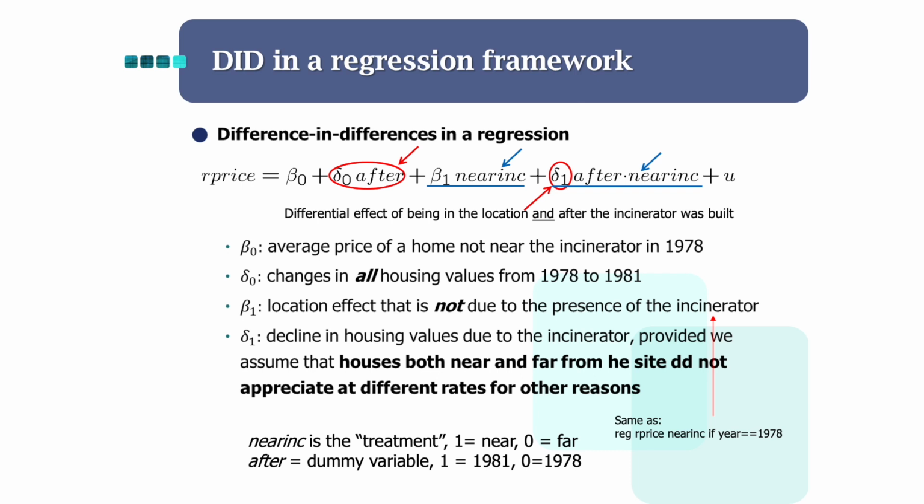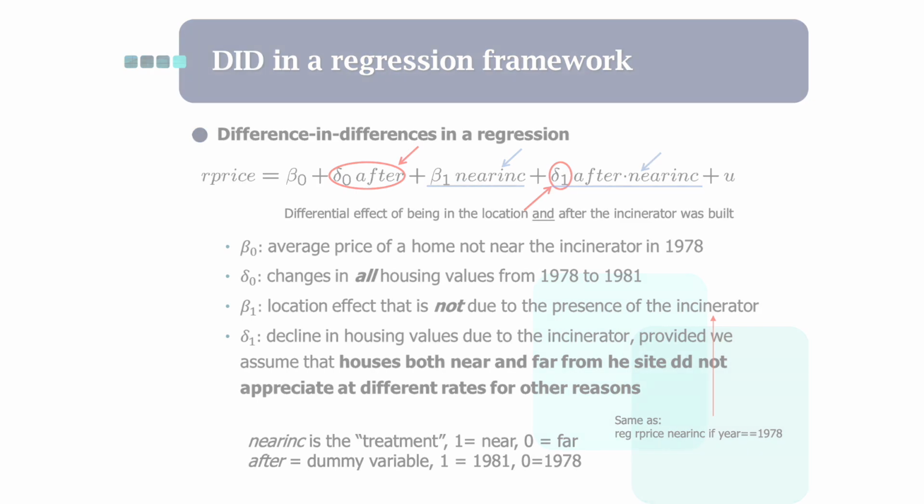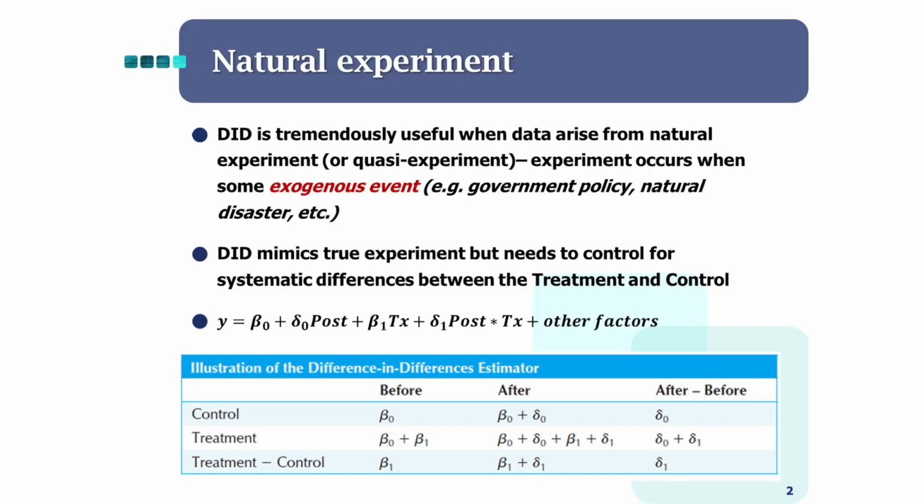Note if you have other control variables such as number of rooms and how far the house is from the train station, you simply add these variables in the regression. The DID effect is always represented by delta 1. Here is a general specification for DID regressions. DID is very useful given the data fit the requirement.